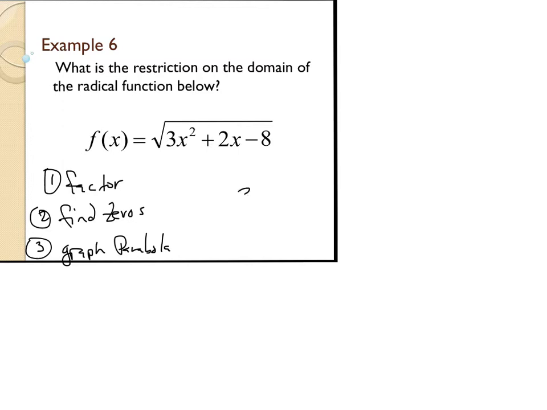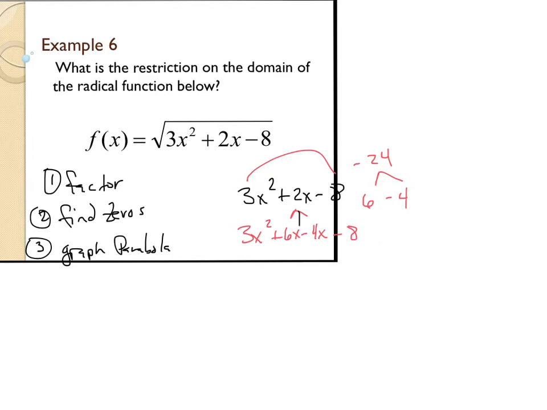So I'm going to take this guy and I'm going to factor it, and we have a leading coefficient, so factoring becomes a little bit more involved. The first and the last number, the leading coefficient and the constant, multiplied together is negative 24. What two numbers multiplied to equal negative 24 and add to equal a positive 2? That would be a positive 6 and a negative 4. So I'm going to take my middle term, which is 2x, and split it into that 6x and negative 4x.